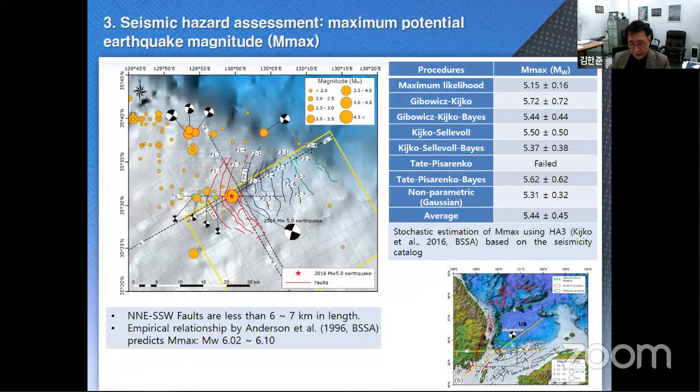I also estimated statistically the maximum expected magnitude using HA3, a software by Dr. Kisko that uses earthquake data recorded so far. The estimation suggests that the margin can generate earthquakes with a magnitude less than 6. So I come to conclusions.